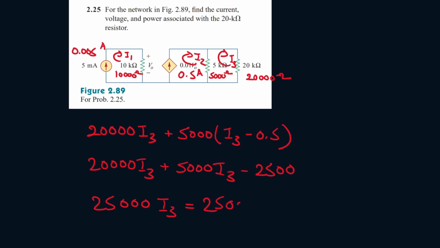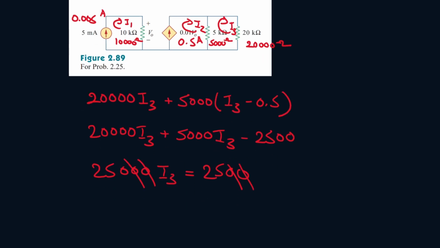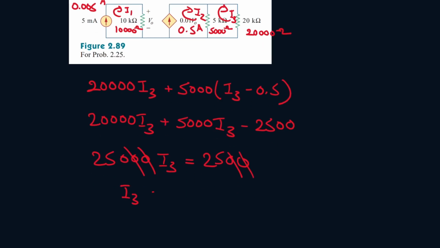Let's bring this portion to the other side. 25,000 to the other side. All right, the zeros cancel. So we have 250 I3 equals 25, so that means I3 is equal to 0.1. Now we have enough information to find everything about the 20 kilo ohm resistor.